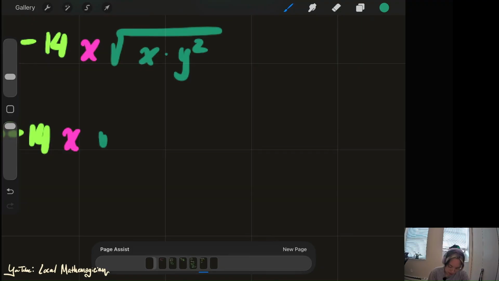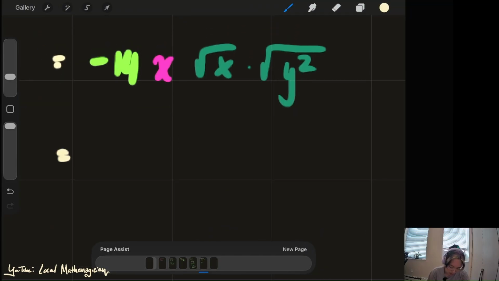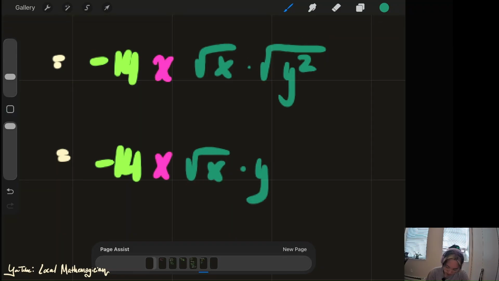This is the same as saying root x times root y squared, right? We can split it. You don't have to write the splitting step, but I like to for your sake, so you see why it behaves, okay? That's what they mean when they say, oh, you could pull out the y squared and it becomes y. What is root y squared? It's y, right? So then you can write this simply as -14 x root x times y. Of course, this will all be multiplied, right? And you can rearrange if you'd like.